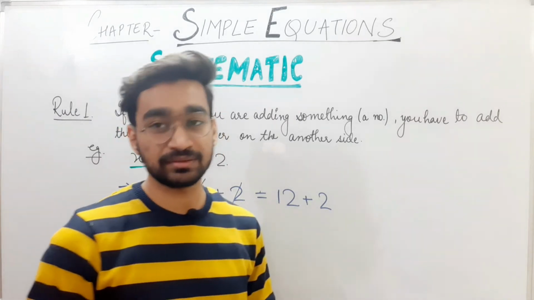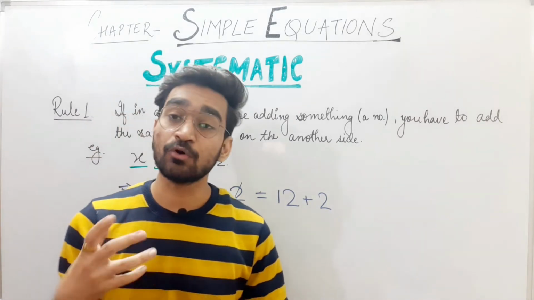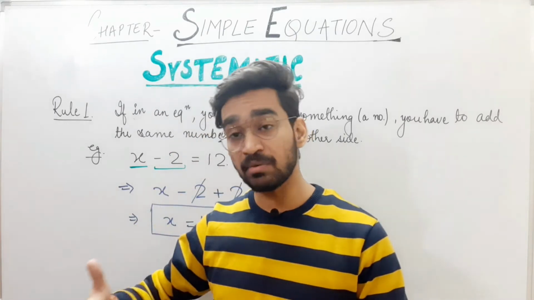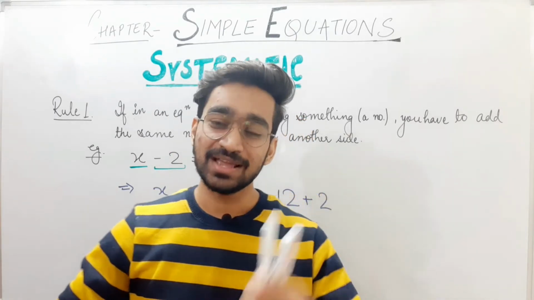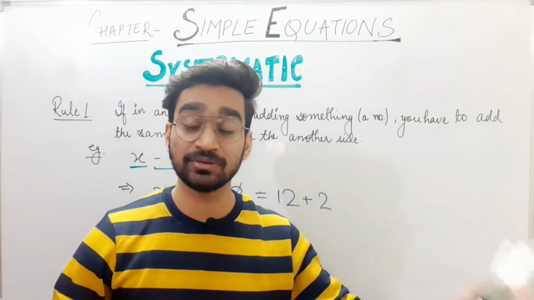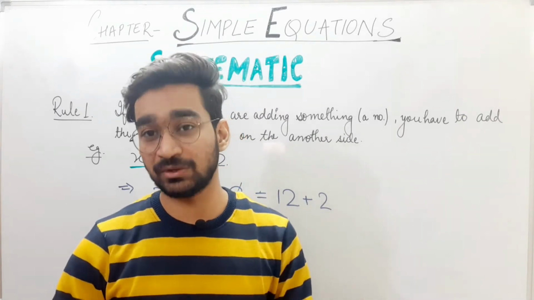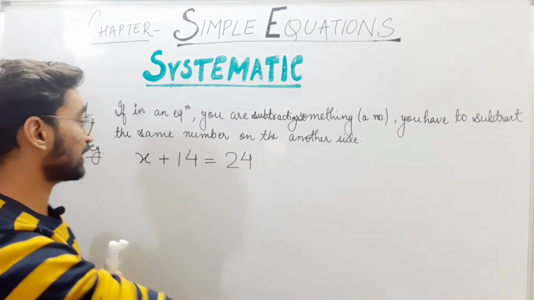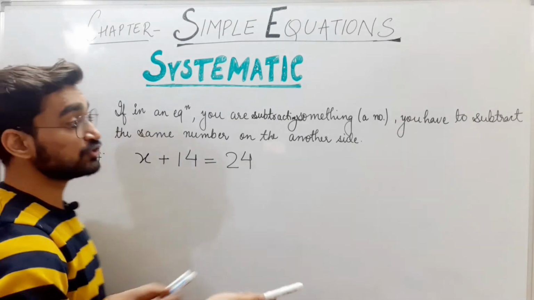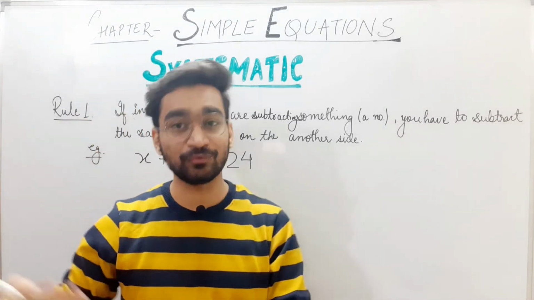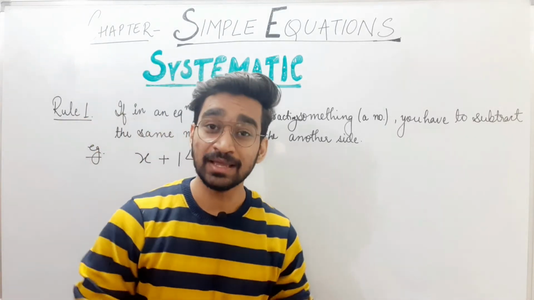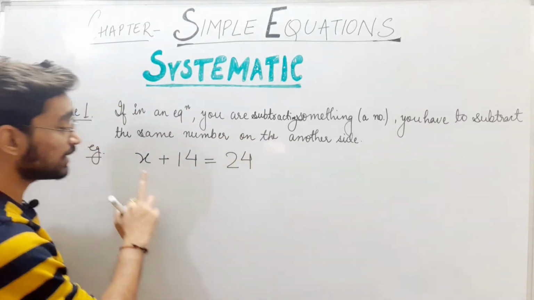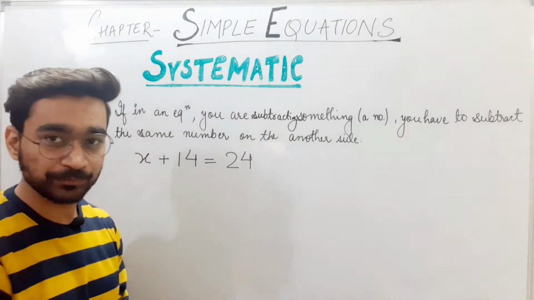Rule number 2 says that if you want to subtract a number from one side of the equation, then you have to subtract the same number from the other side of the equation. Let's check the second rule. If in an equation you are subtracting a number on one side, you have to subtract the same number on the other side too. Let's check the example, that is x plus 14 is equal to 24.